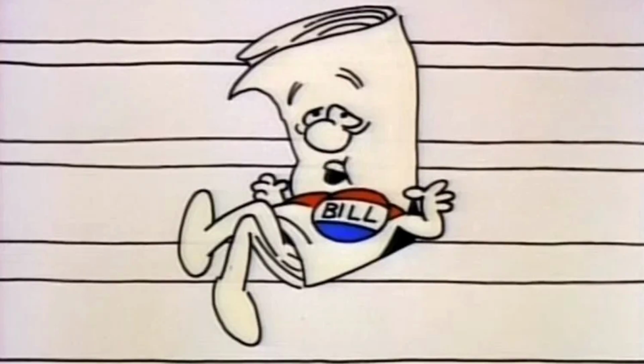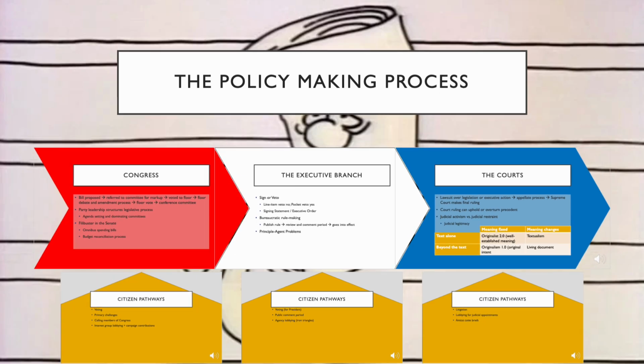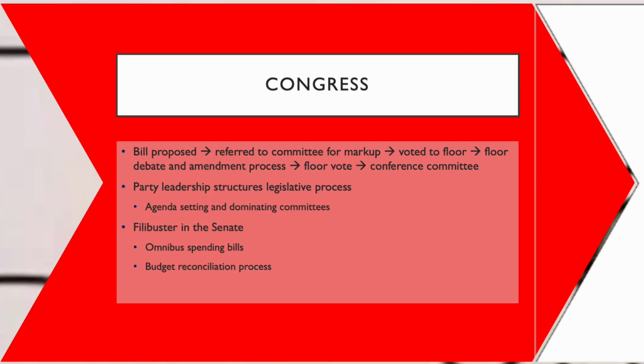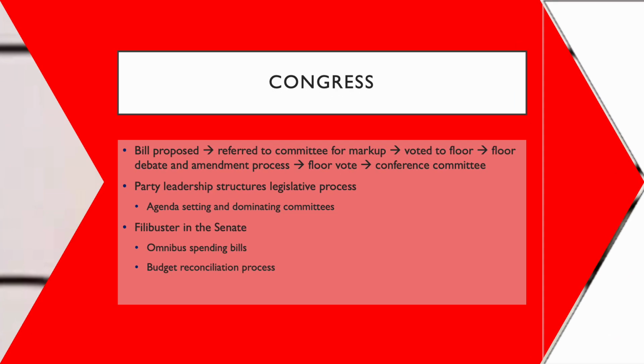All right, so now we're going to look at the policymaking process, right? The process by which a bill becomes law and actually gets implemented. So the policymaking process starts in Congress. Someone gets an idea for a bill, they propose the bill, it gets read, it gets referred to a committee for markup. In the markup period, you're going to have testimony from experts, you're going to hear from lobbyists and citizens, people are going to make amendments and changes to the bill, then they're going to vote it from the committee to the floor.